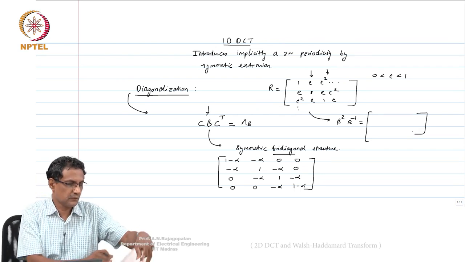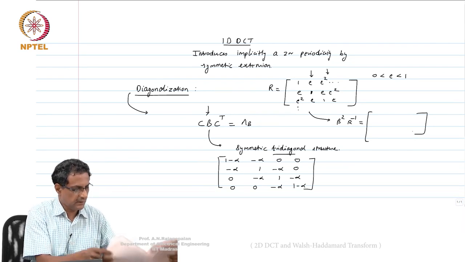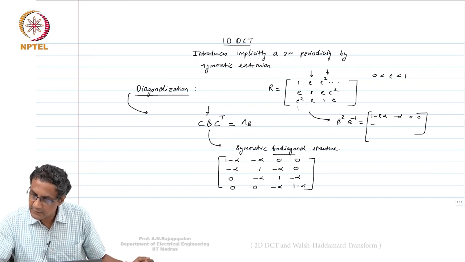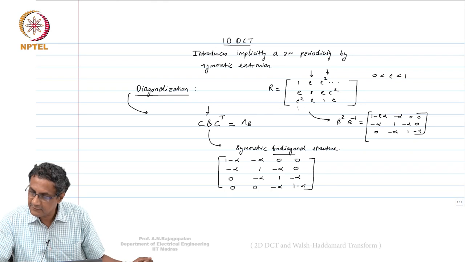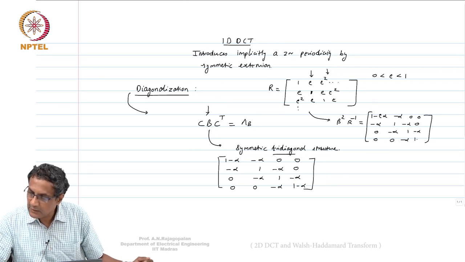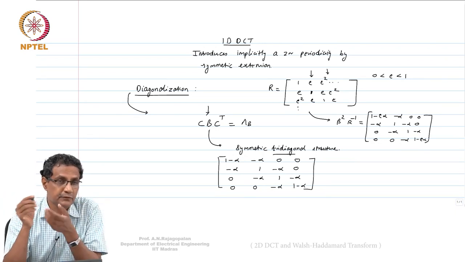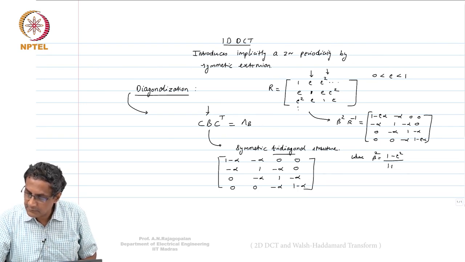Again, I'm going to write this for a 4 cross 4. If you have the same 4 cross 4, then beta square R inverse takes up a form which looks like: 1 minus rho alpha, minus alpha, 0, 0; then minus alpha, 1, minus alpha, 0; then 0, minus alpha, 1, minus alpha; and then 0, 0, minus alpha, 1 minus rho alpha. You can show this. If you still doubt what beta and alpha are, beta square is given by 1 minus rho square by 1 plus rho square, and alpha is given as rho by 1 plus rho square.